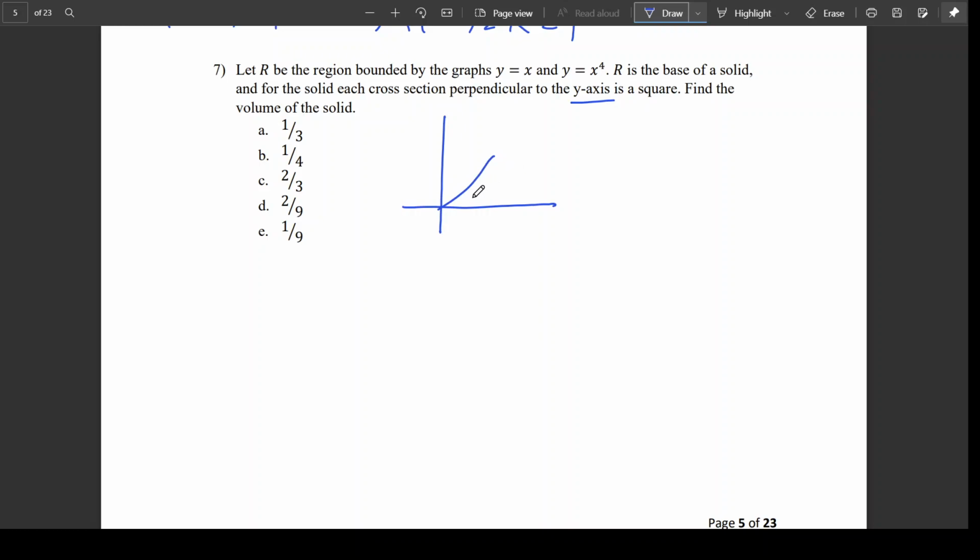So like, that's y equals x, that's y equals x to the fourth, and you can see here that this is our region R that we're talking about. This is x to the fourth. But notice that when we're talking about cross sections perpendicular to the y-axis, we're going this way. So it's going to look like this, cross sections. So we're not actually dealing with x here, we're dealing in terms of y. So what I want to do now is rewrite each of these in terms of y.